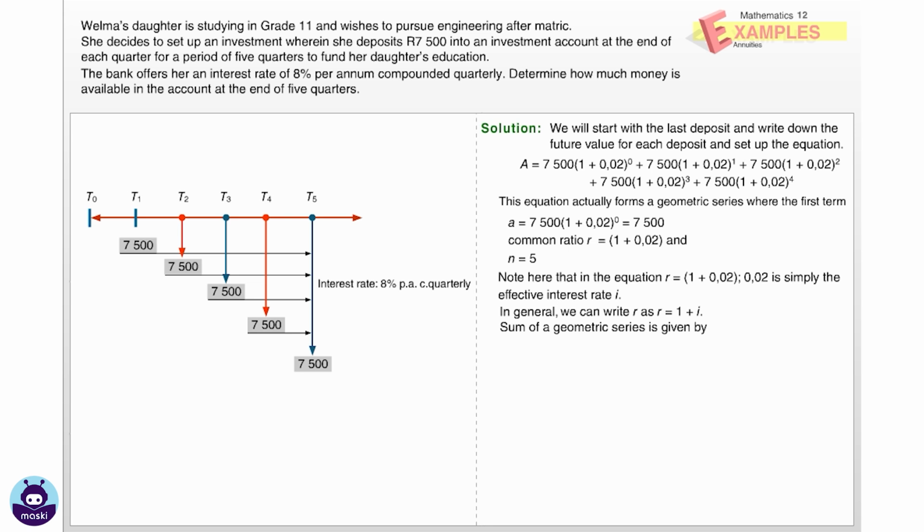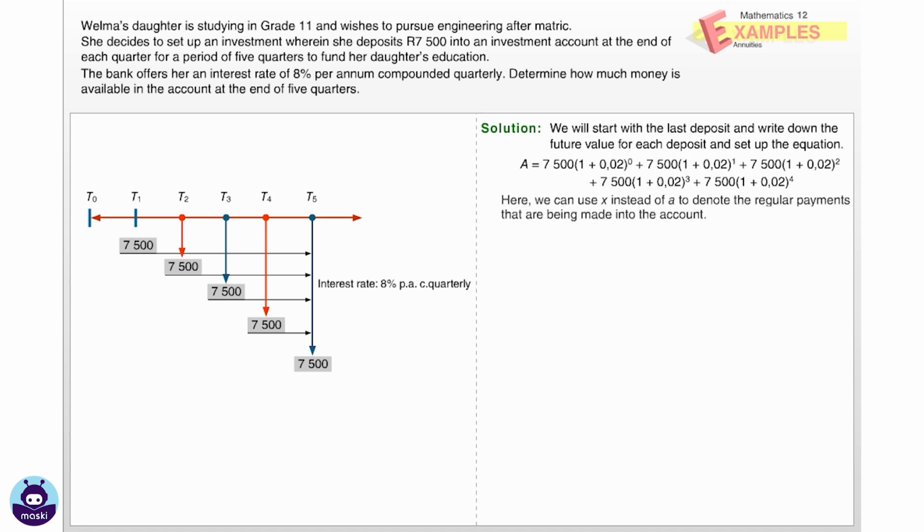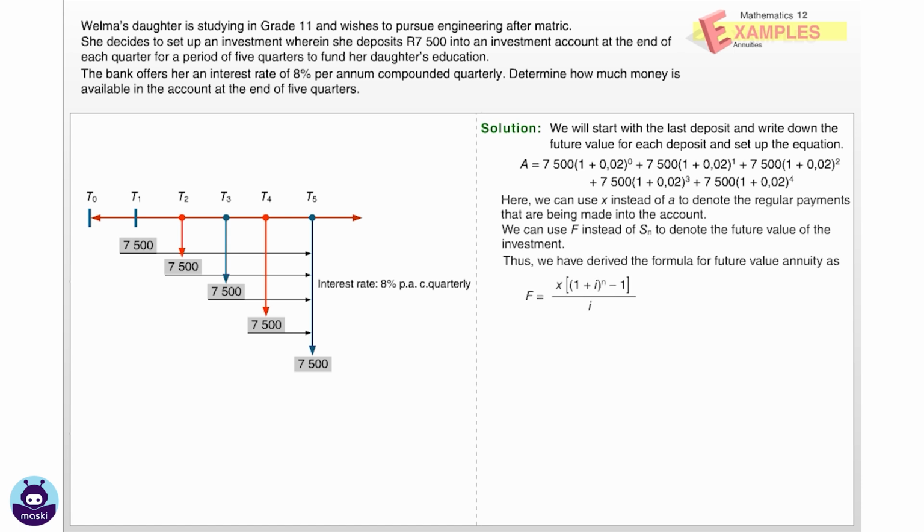Sum of a geometric series is given by Sn equals a times (r to the power n minus 1) over (r minus 1). Substituting the value of r in this equation, we can write Sn as follows. Here we can use x instead of a to denote the regular payments that are being made into the account. We can use F instead of Sn to denote the future value of the investment. Thus, we have derived the formula for future value annuity as F equals x times ((1 plus i) to the power n minus 1) over i.